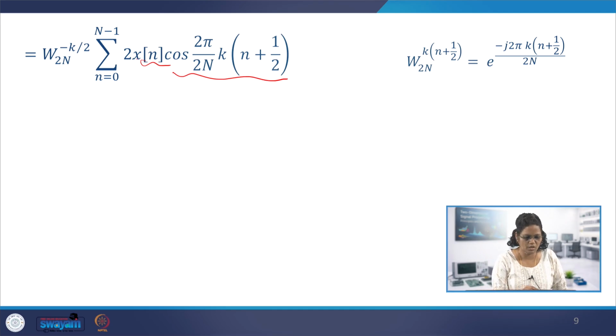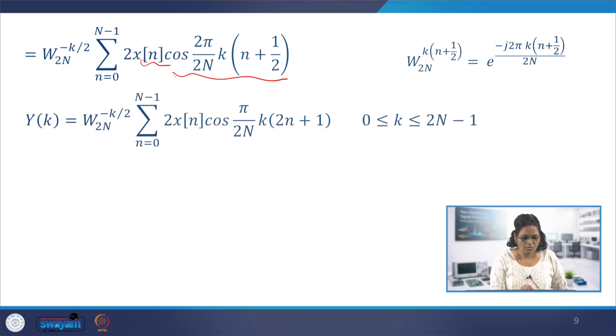So the simplification: now we can see the DFT equation is simplified. There is a coefficient, of course, after this x of n. Instead of the basis function in the DFT, it has now become cos of 2 pi k into (2n plus 1) by 2N. So this is the equation of the 2N-point DFT that we got. This is valid for k from 0 to 2N minus 1, and as a last step we have to collect only the 0 to N minus 1 samples.